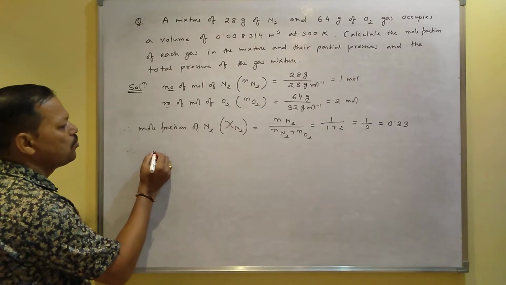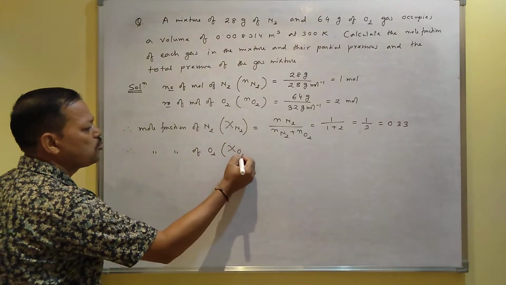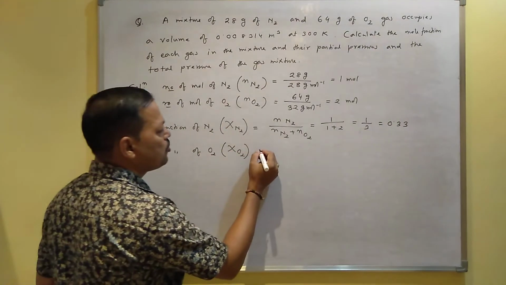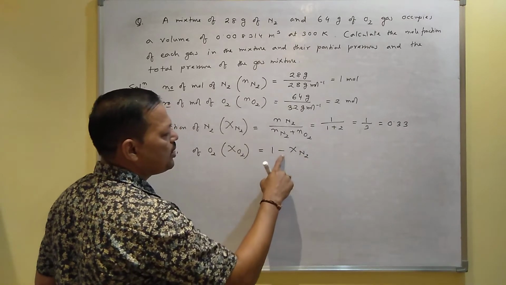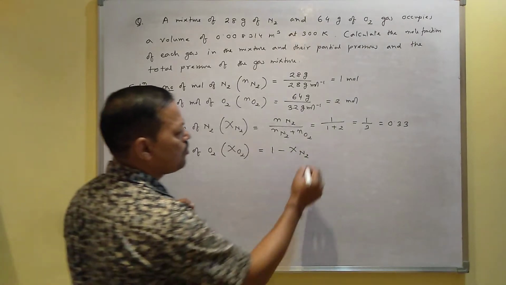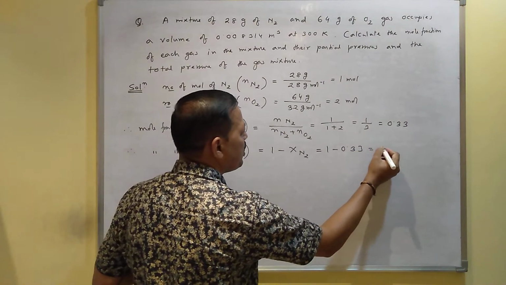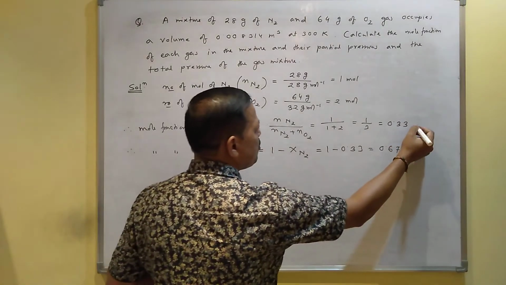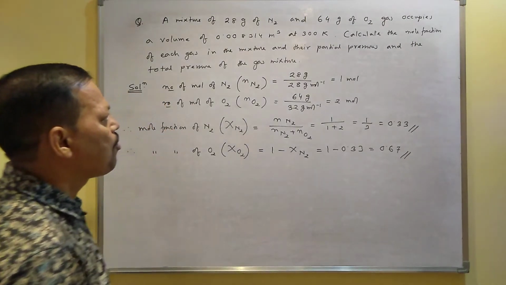Similarly, mole fraction of oxygen gas, which is represented by chi of O2. As you know, summation of mole fraction is always 1. So that is why chi of O2 is 1 minus chi of N2, I mean 1 minus mole fraction of nitrogen. So this is equal to 1 minus 0.33. You can write 0.67. So this is the mole fraction of nitrogen gas, and this is the mole fraction of oxygen gas.